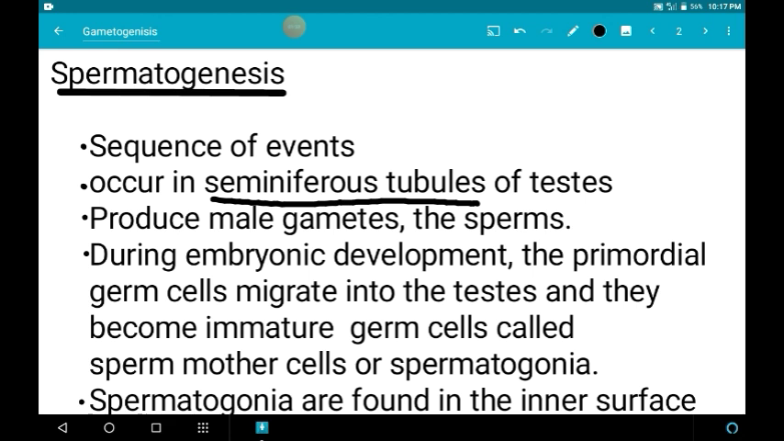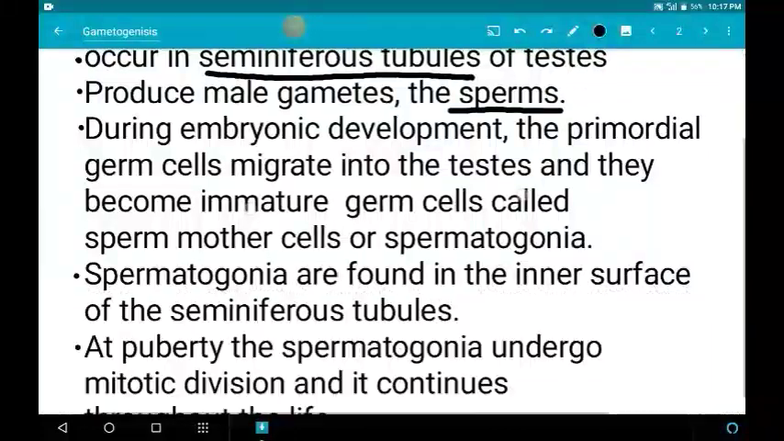So during spermatogenesis, what is produced? The male gamete, that is sperms. They are produced during spermatogenesis. Now we are going to see the process of gametogenesis. The process starts right from the development of the fetus. During embryonic development, the primordial germ cells, that means the primitive germ cells, are first formed, and they migrate into the testis.